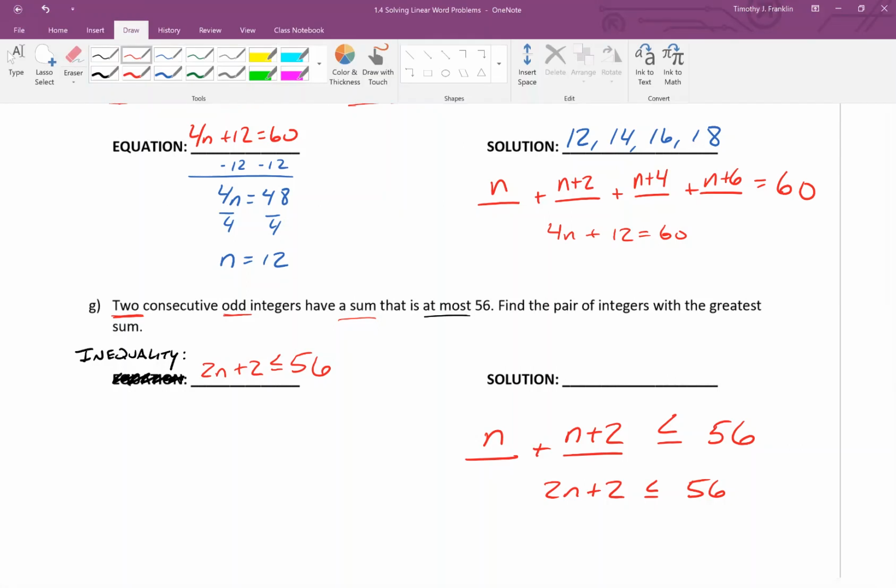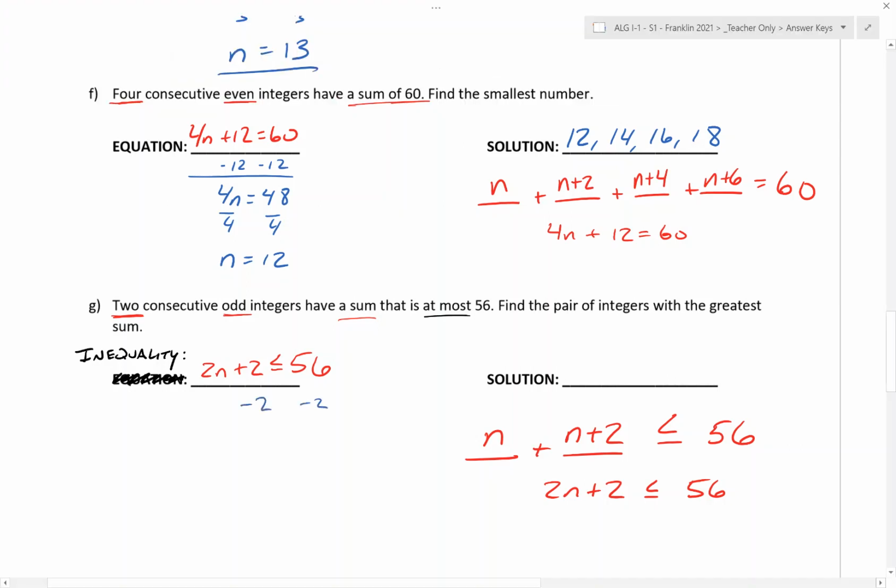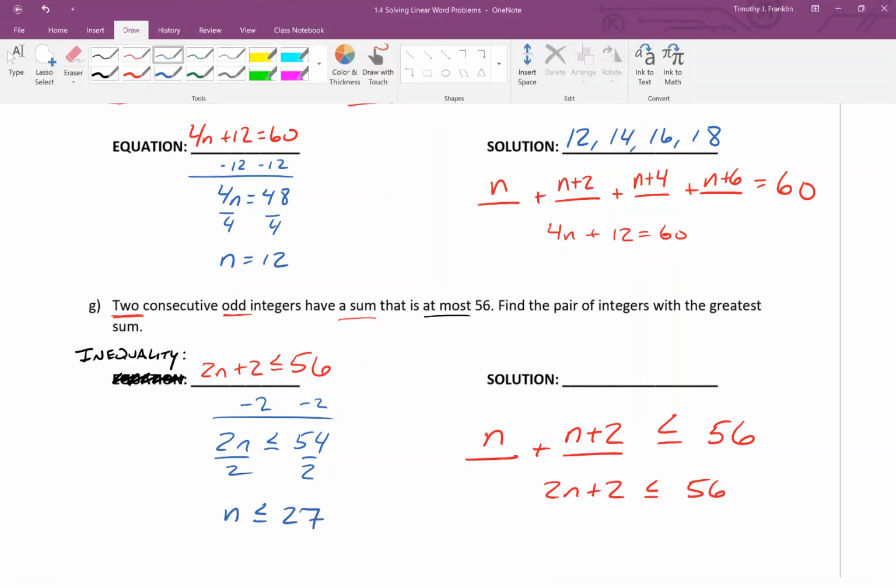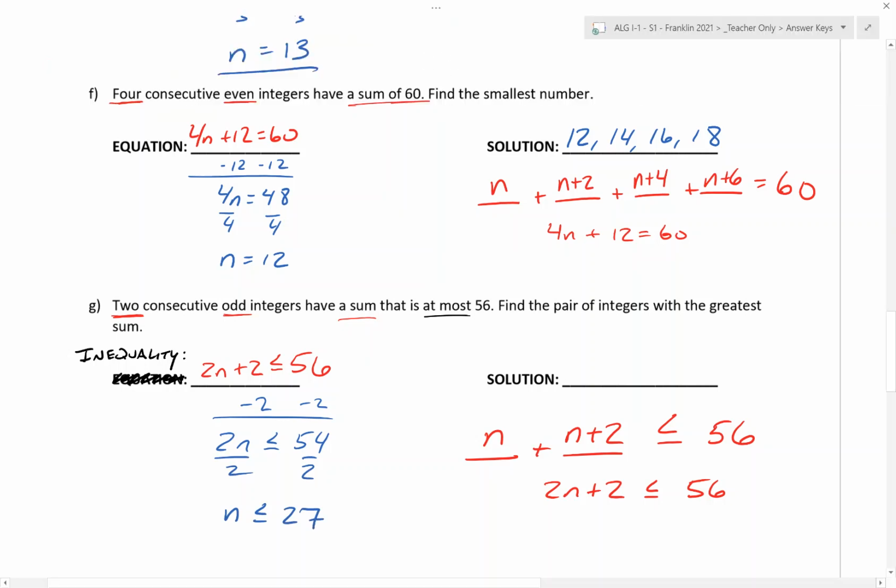Let's go ahead and solve it. So let's subtract 2. So 2n is less than or equal to 54. Dividing by 2 gives us n is less than or equal to 27. So what this means, remember n is our smaller of the two numbers. So it means that our small number n has to be less than or equal to 27. So any odd number less than that or equal to it would have a sum less than or equal to 56. But we're being asked to find the pair of integers with the greatest sum, which means our n can be equal to 27, and that will be the biggest number.